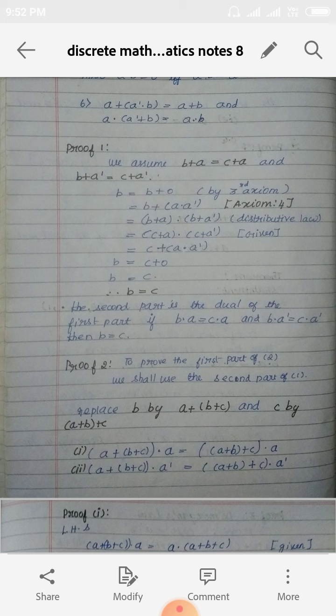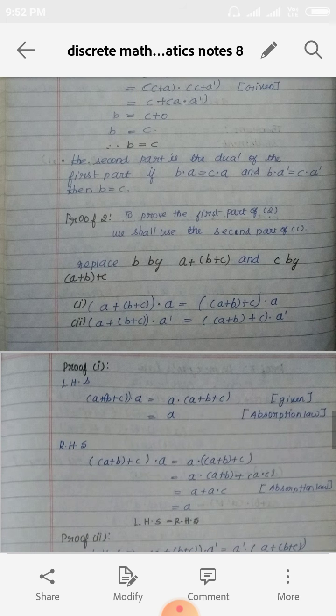So the second part is a dual of the first part, that is b dot a is equal to c dot a, and b dot a dash is equal to c dot a dash. Hence we get b is equal to c. And see the second proof.